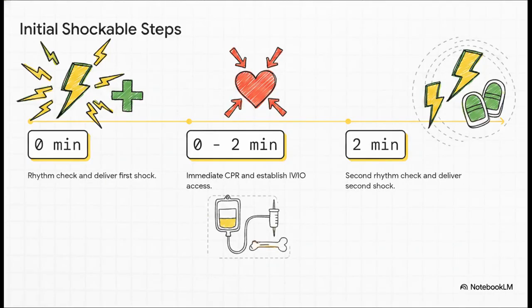Let's look at how the start of that timeline actually plays out. If that very first rhythm check shows VF, or pulseless VT, indicated by that green plus sign, we deliver the first shock. But pay close attention to what happens right after. Immediately following that shock, we resume CPR for 2 full minutes. We don't stop to check the pulse. Even if the shock worked, the heart might not be pumping effectively just yet. During this 2-minute CPR cycle, the team is busy getting intravenous or IV access, and if that's taking too long, intraosseous or IO access is a fantastic backup.